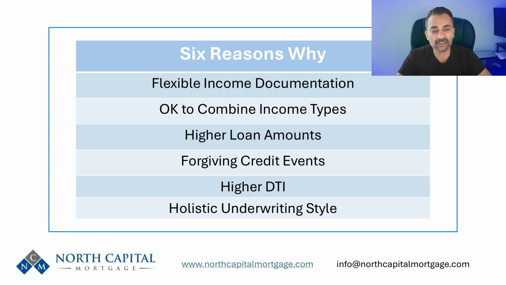Third, higher loan amounts on these. You have roughly 800-some-odd thousand dollars for conventional standard. In certain areas around the country, you're going to have higher loan amounts available. You can go up to sometimes $4 million loan amounts on these alternative non-QM loans. Fourth, forgiving credit events. Many times on a traditional jumbo, I've seen you have to wait as much as 7 years from a major credit event like forbearance or bankruptcy, as little as 2 years for these types of loans. So much more forgiving credit event scenarios available.